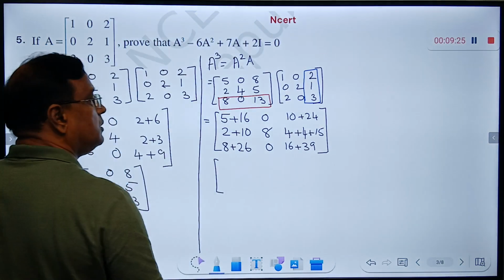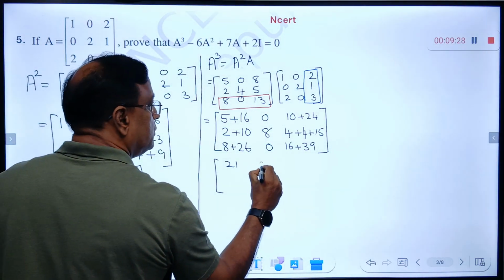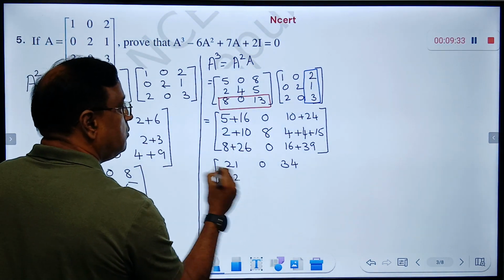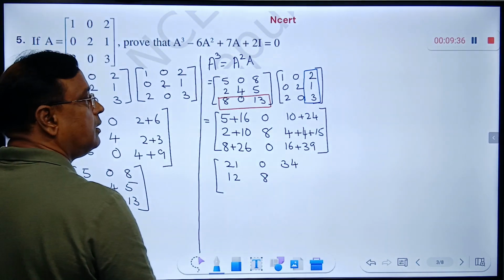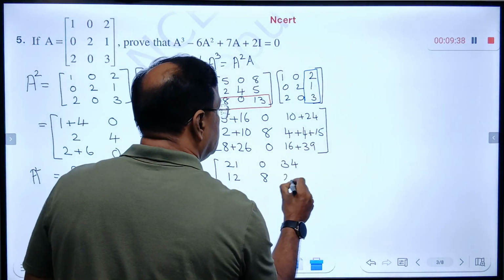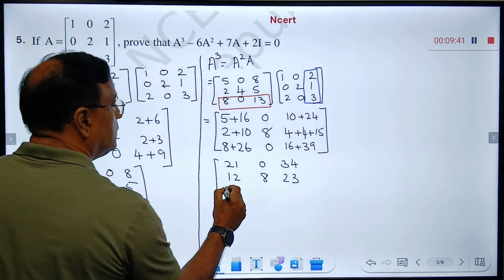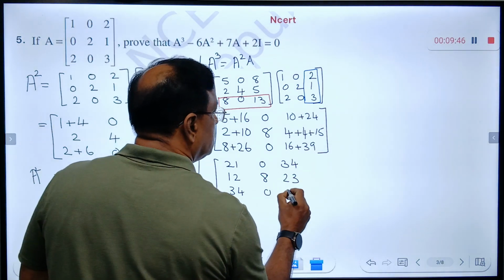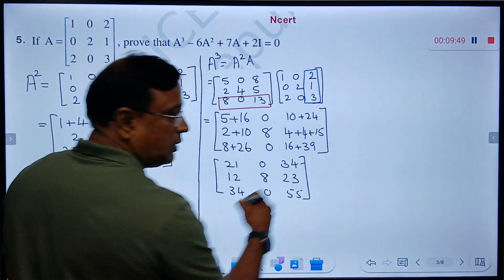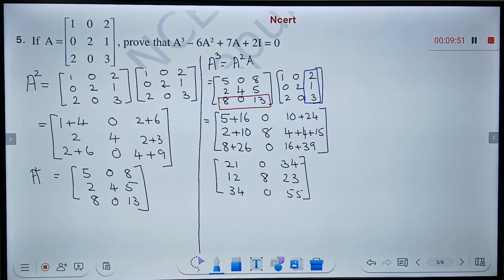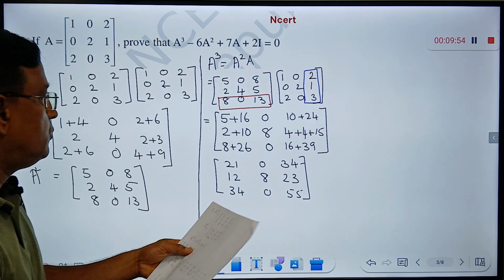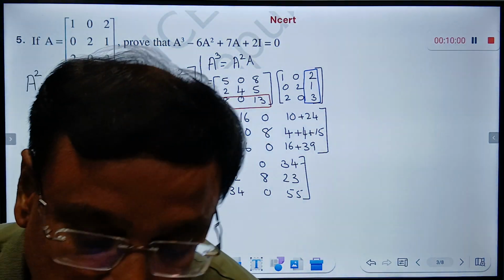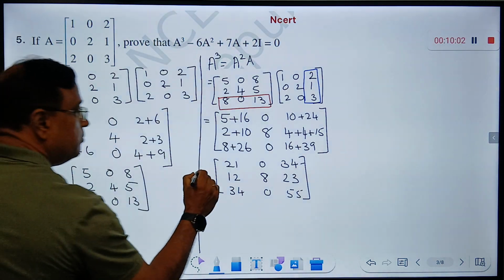So what are the elements? I think this is 21, 0, 34, and this is 12, 8, 23, and this is 34, 0, and I think this is 55. I just cross check whether this is right or wrong: 21, 0, 34, 12, 8, 23, 34, 0, 55. Otherwise, all my time is wasted. So I have got my A cube.